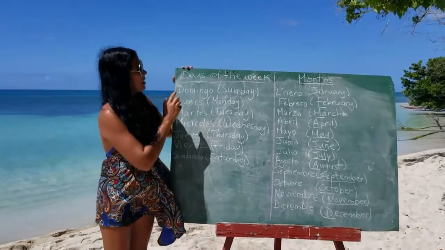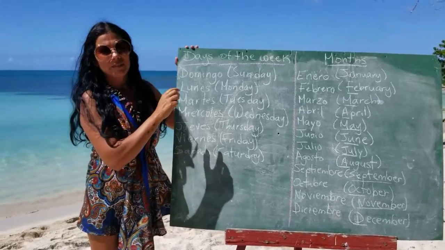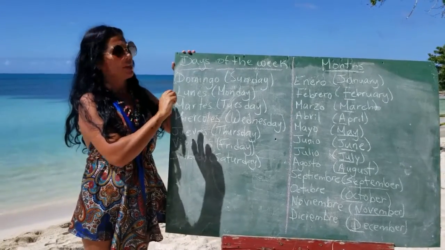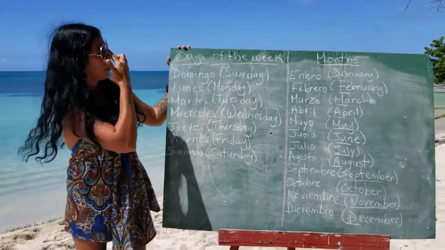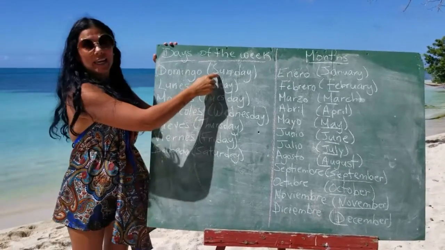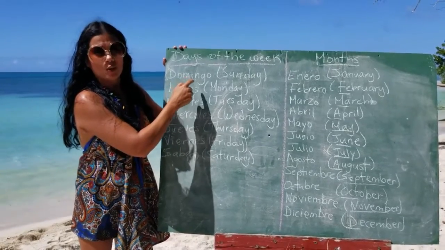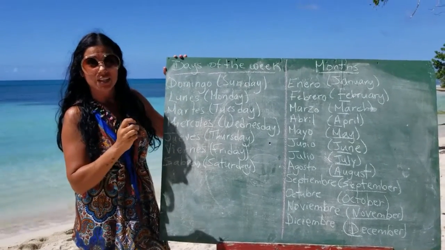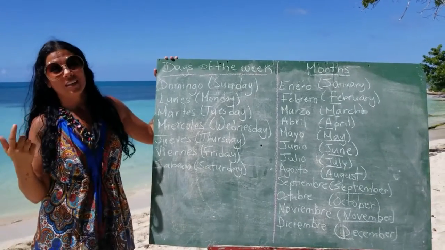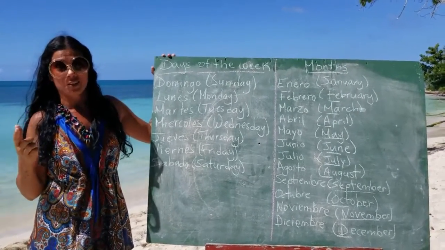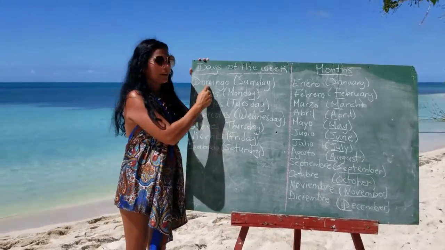So the days of the week in Spanish, they have no similarity with the days of the week in English, but the months they do. So Sunday is domingo. Domingo. Remember the pronunciation always is the key. Converse with a Spanish speaker. So domingo is Sunday.